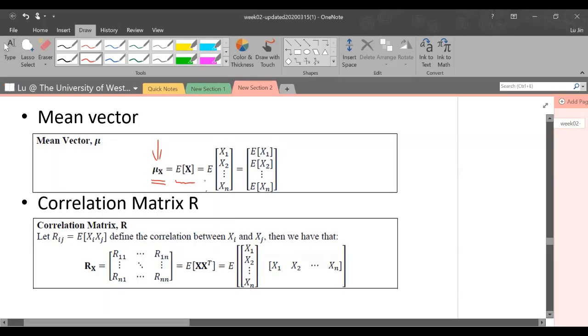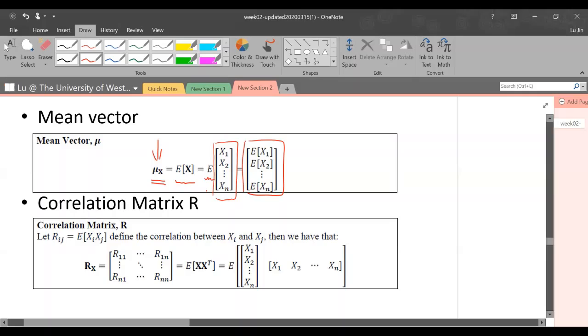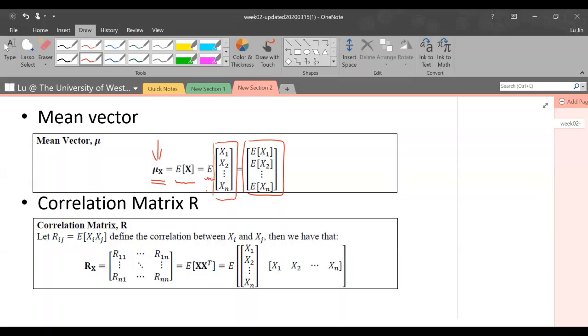For the vector X, we put the vector of random variables inside and do the expectation operation on this vector. This expectation operation is applied to each element in the vector. In other words, if I want you to evaluate the mean vector for the X vector, you just need to calculate the mean for each element separately. The result will be a vector of the same dimension, which gives you the mean vector for this X vector. Okay, so the mean vector is a simple one.